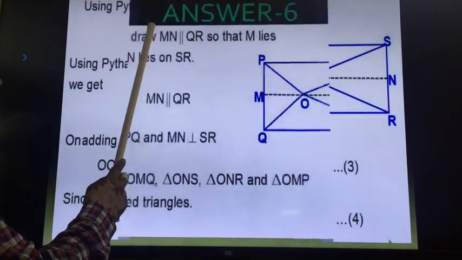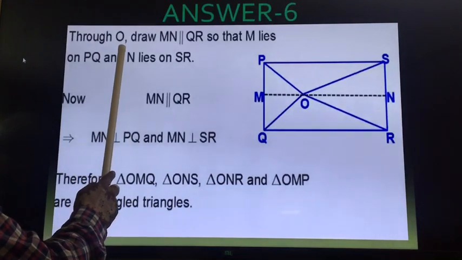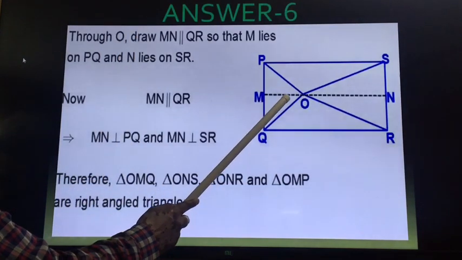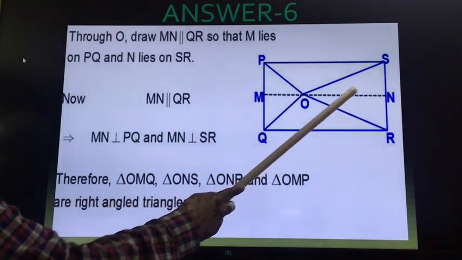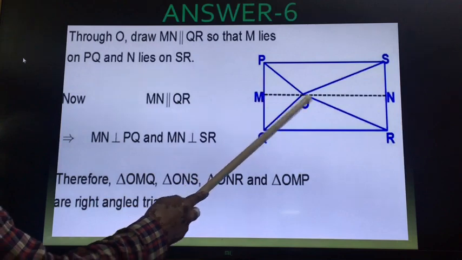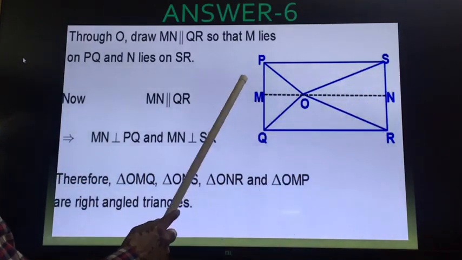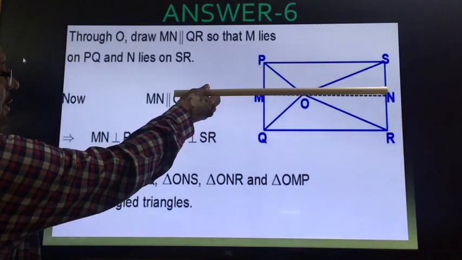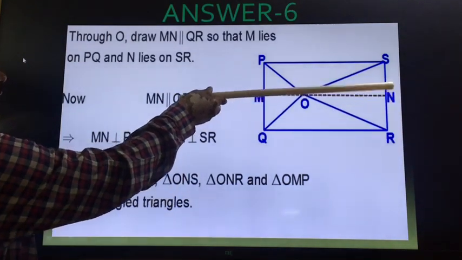See this figure. Through O we have drawn a line MN parallel to QR. Here M and N are lying on PQ and SR. Now this line MN is parallel to QR. This we have drawn, right?